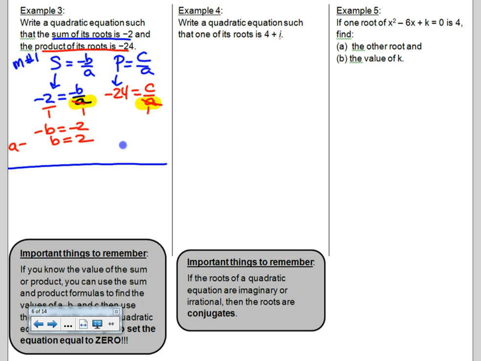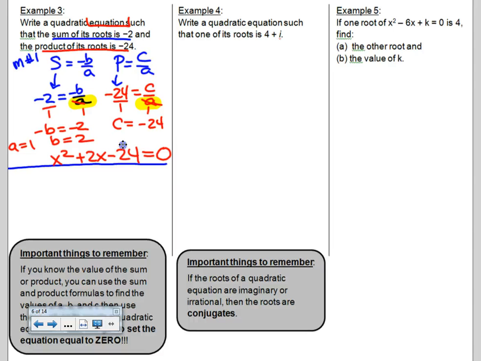Keep in mind A is 1. We just found out that B is 2. And then if we do the same thing to the other one, we get C is negative 24. So putting that all together, we get 1 is the A value, so that's going to be 1x squared. B is 2, so that's going to be plus 2x. And C is negative 24. And don't forget, it told you to write an equation. An equation needs to have an equal sign. So you get the roots are where this is equal to 0.